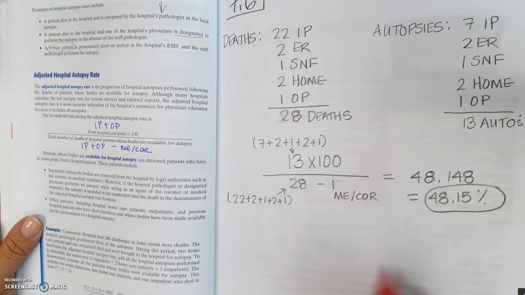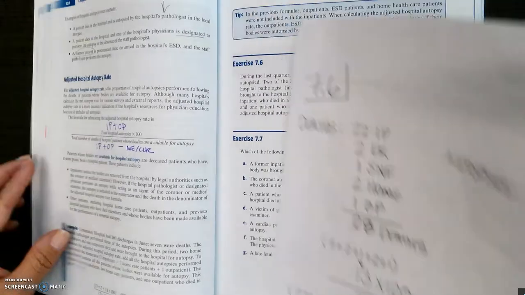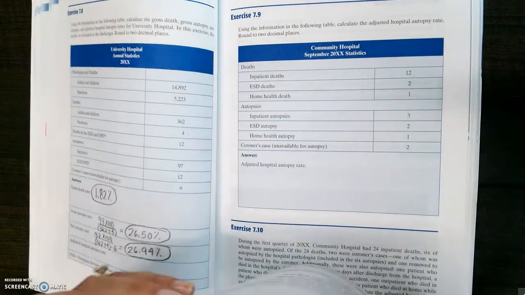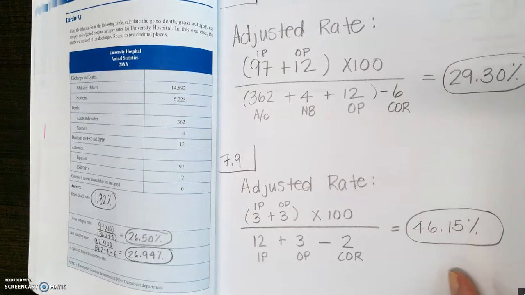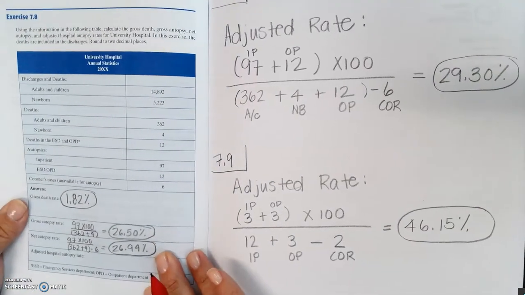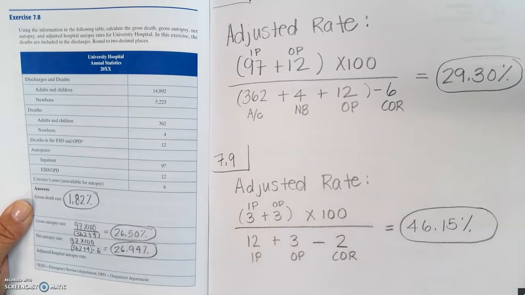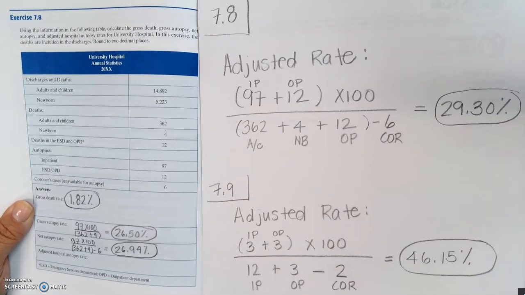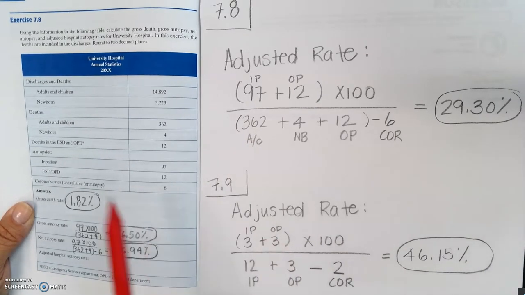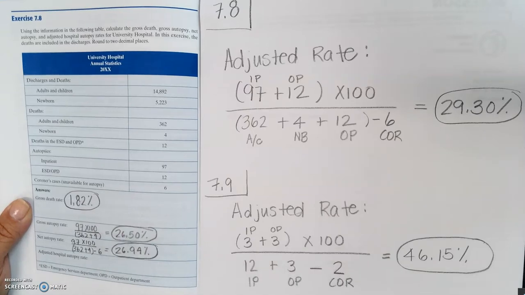So I don't necessarily like 7.6, so I'm going to flip the page. And I'm going to skip over to 7.8 on the adjusted rate while we're talking about it, so we can look at it outside of a word problem in a table, which is going to be much more like what you're used to. So using the information in the table below, it tells you to calculate the gross death, gross autopsy, and the adjusted, but we're only going to work on the adjusted right now, and we'll come back and do the others.